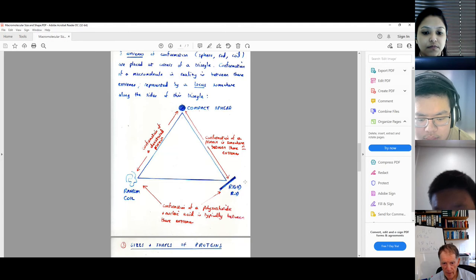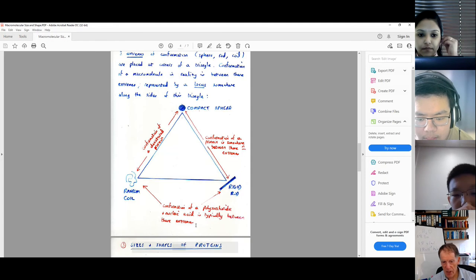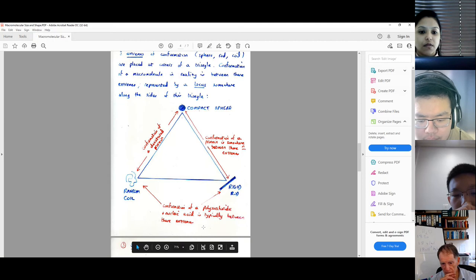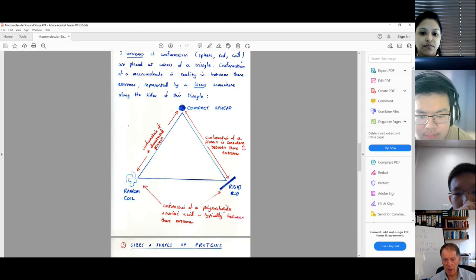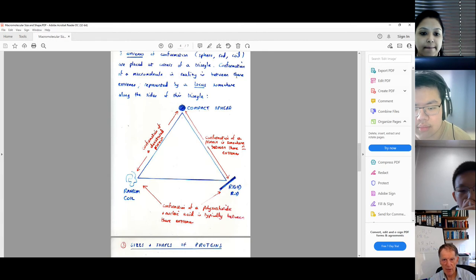This side of the triangle is usually used for representing conformations of polysaccharides and nucleic acids, glycoproteins, or very heavily glycosylated glycoproteins, which usually have conformation between that of a rod and a coil. And then denatured proteins can have conformation between a sphere and a coily type of molecule. That's described by this side of a triangle. So the conformation of a macromolecule in reality is between these extremes, and for a given molecule can be represented by a locus.